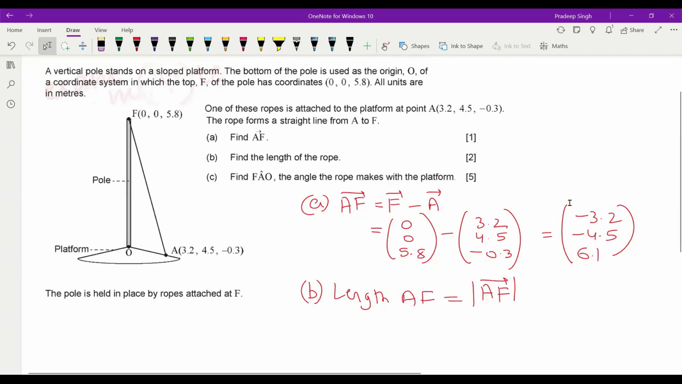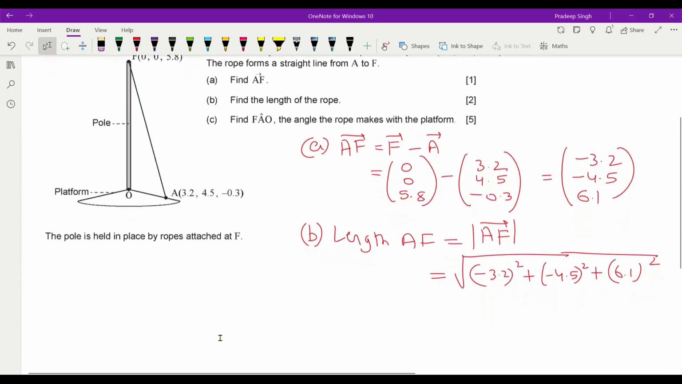Since we have the x, y, and z components of the vector, we use the formula. We'll go minus 3.2 squared plus minus 4.5 squared plus 6.1 whole squared. So basically we have done square root of x squared plus y squared plus z squared. And if we simplify this, we are going to get approximately 8.23 meters as the answer.